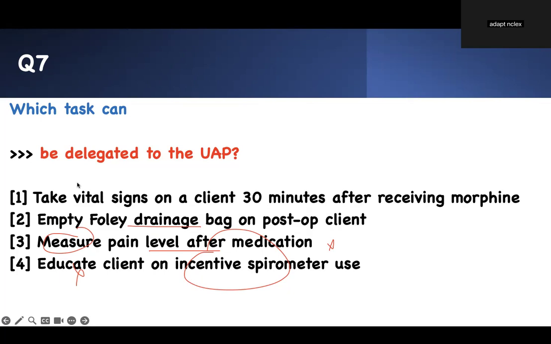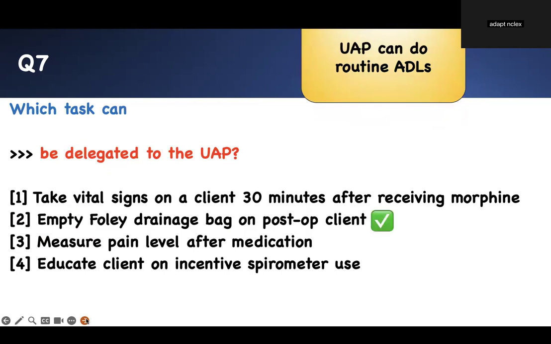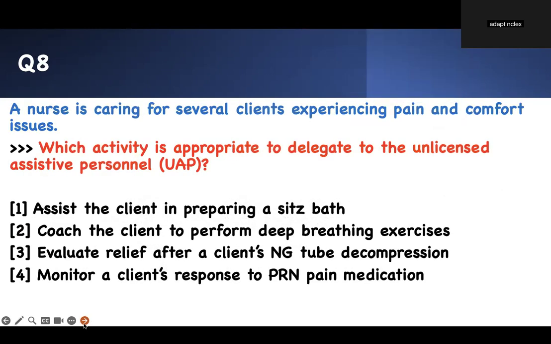I just empty it. Taking the vitals is the same thing as number 3, because vitals is what? Part of the assessment of the individual, including pain, blood pressure, and everything. Patient received morphine. You've got to assess for what? Respiratory depression and all those things. This is dangerous. Therefore, we cannot give this patient to the UAP. The UAP has to be given the task of emptying the Foley bag. Number 8, caring for several clients experiencing pain and comfort issues. I go back to the pain because it's key for the NCLEX.